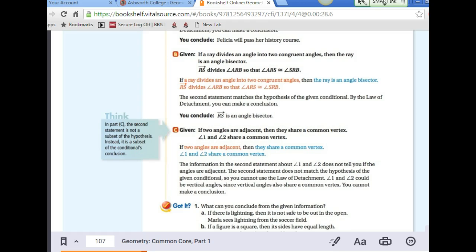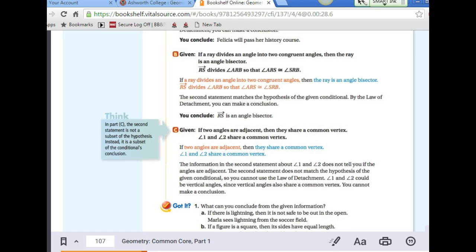I wouldn't say that it wouldn't be true, but we can't use this process or this idea that we're calling the law of detachment. Angle 1 and 2 could be vertical angles, since vertical angles also share a common vertex. But you can't make a real conclusion because the second statement was about the conclusion and not about the hypothesis. So in contrast, number C is trying to show you what the law of detachment doesn't look like. Okay?